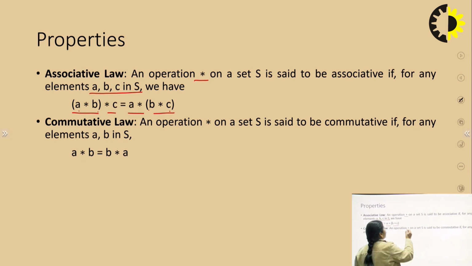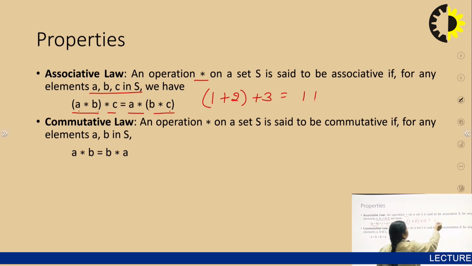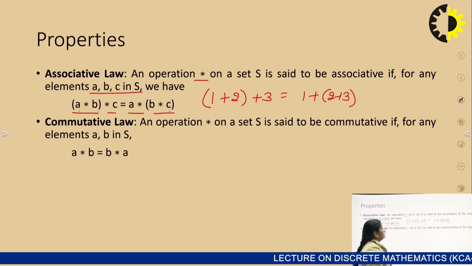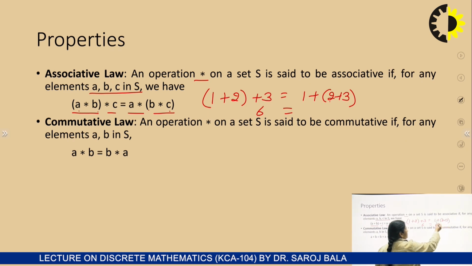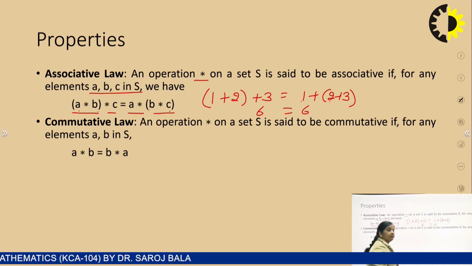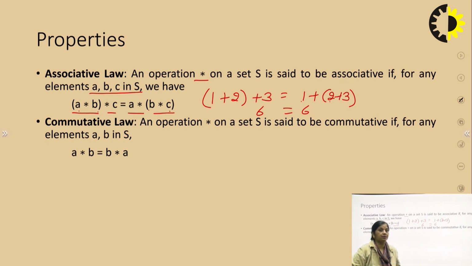For example, if I am having addition, then (1 plus 2) plus 3 is equal to 1 plus (2 plus 3). What does it mean? It means either I will add 1 and 2 first, then the result will be added to 3, I'll get 6. Or the other option is I add these two first and then add to 1. So 2 plus 3 is 5, 1 plus 5 is 6. I'll get the same answer. Okay, so this is associative law. When we have the set of positive integers and addition operation, it is associative in nature.